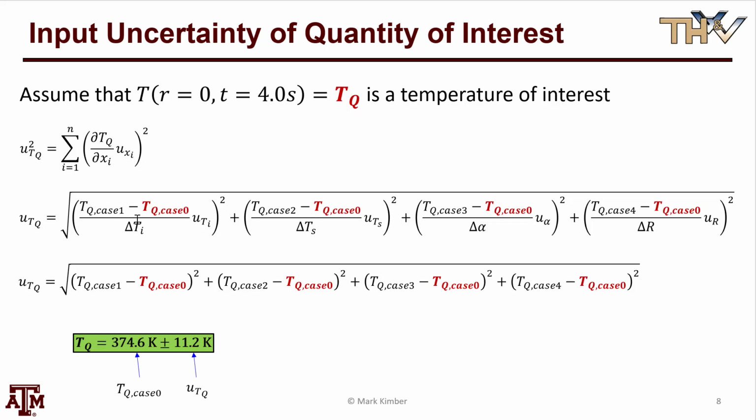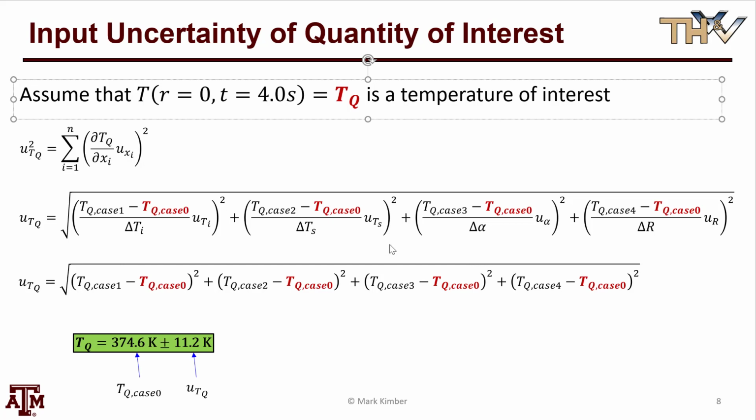We've got TQ. This will be case 1 because that's when we change TI. This will be case 2 because that's when we change TS. This will be case 3, that's when we changed alpha, and case 4 is when we changed R. In each case we're going to subtract from that value the value of TQ in the base case, so case 0. For our example, the uncertainty is exactly what we used as the step, and so these are going to get canceled out in this example only, so we'll be left with something like this.